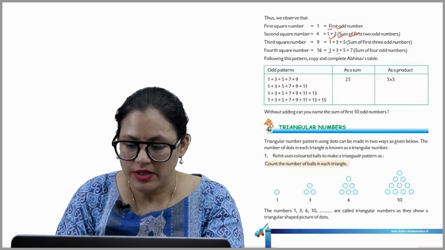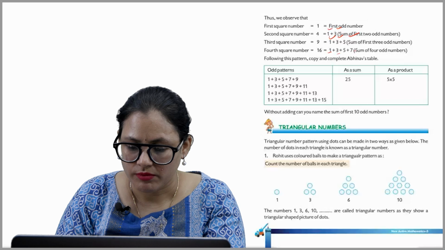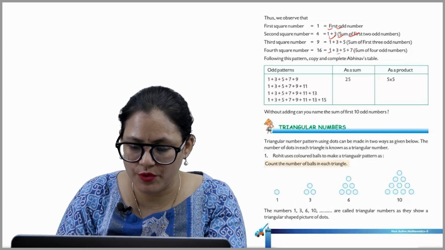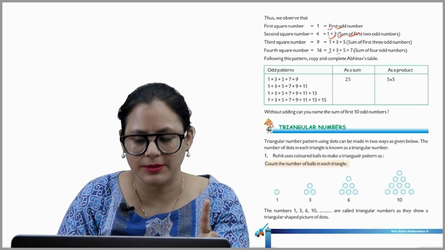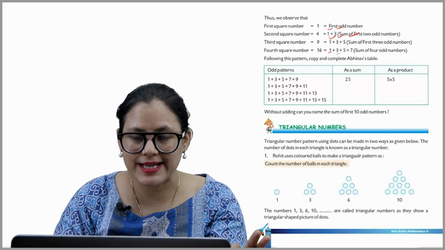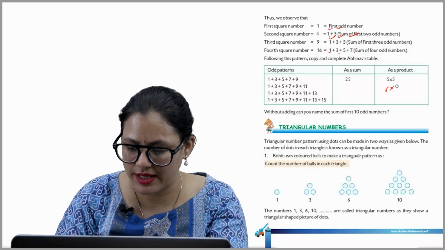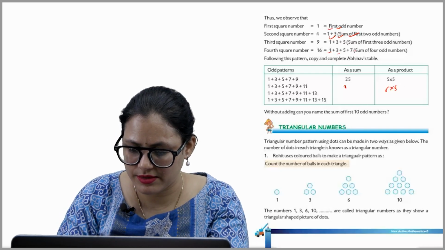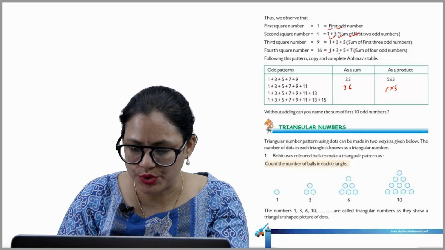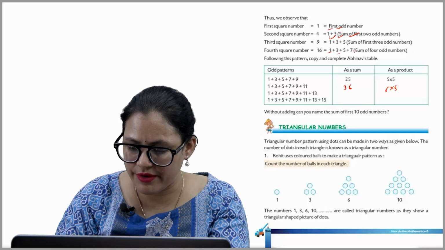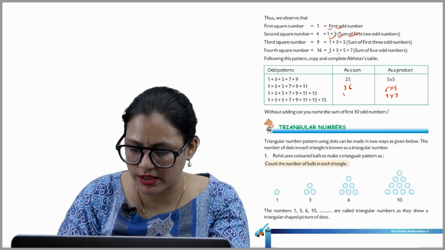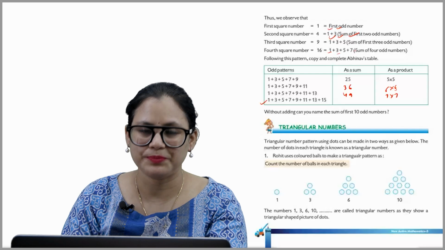Okay. Right. Now, what will you do? 1, 2, 3, 4, 5, 6. You will count only the odd number, 6. 6 into 6 is 36. Then 1, 2, 3, 4, 5, 6, 7. 7 into 7 is 49. Okay. Similarly, you will do this.